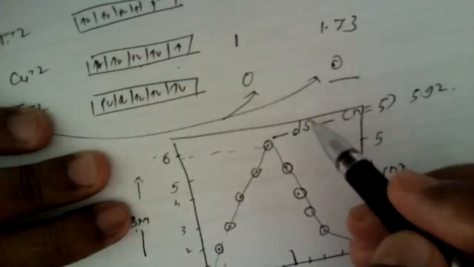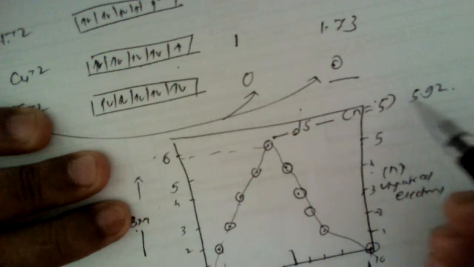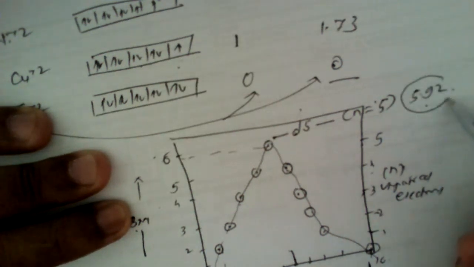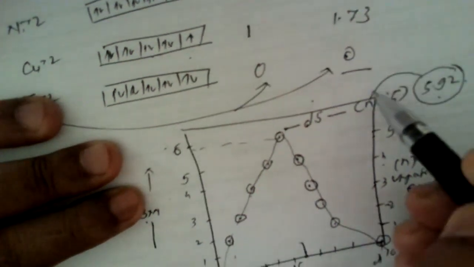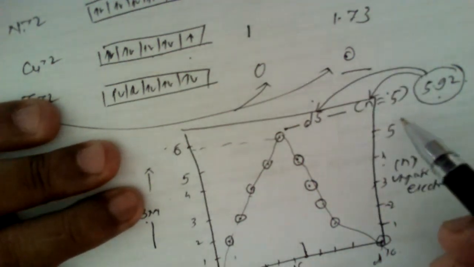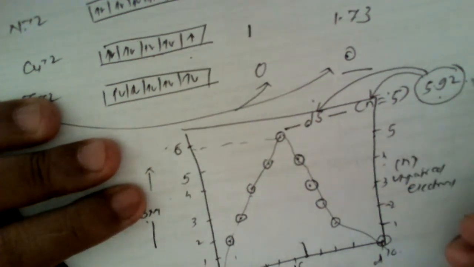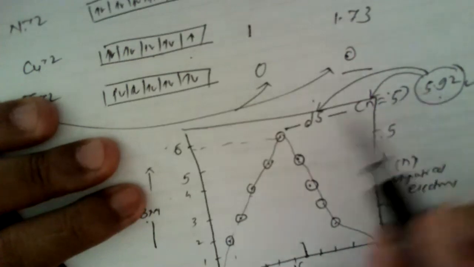Now, how can we correlate all these parameters, that is, the d orbital configuration, the total number of unpaired electrons, and the magnetic moment? Suppose we know any one of these parameters, we can easily arrive at the total number of unpaired electrons, and we can also show the d orbital configuration. So 5.92 means the total number of unpaired electrons is 5, and for 5 unpaired electrons the configuration must be d5, or the reverse is also true.